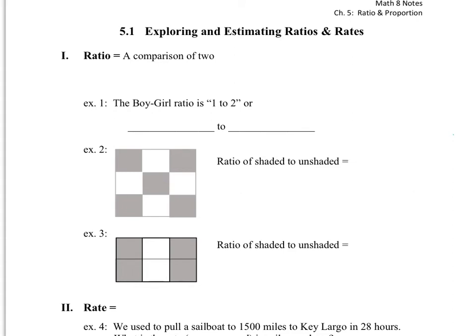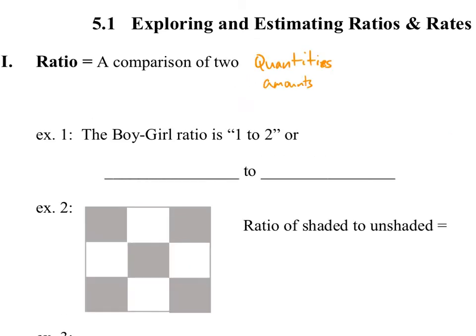Here we go. 5.1, exploring and estimating ratios and rates. A ratio is a comparison of two quantities. Quantities, I learned how to spell this week. If you don't like the word quantities, you could say that's like the amounts. So quantities and amounts, they're the same thing.